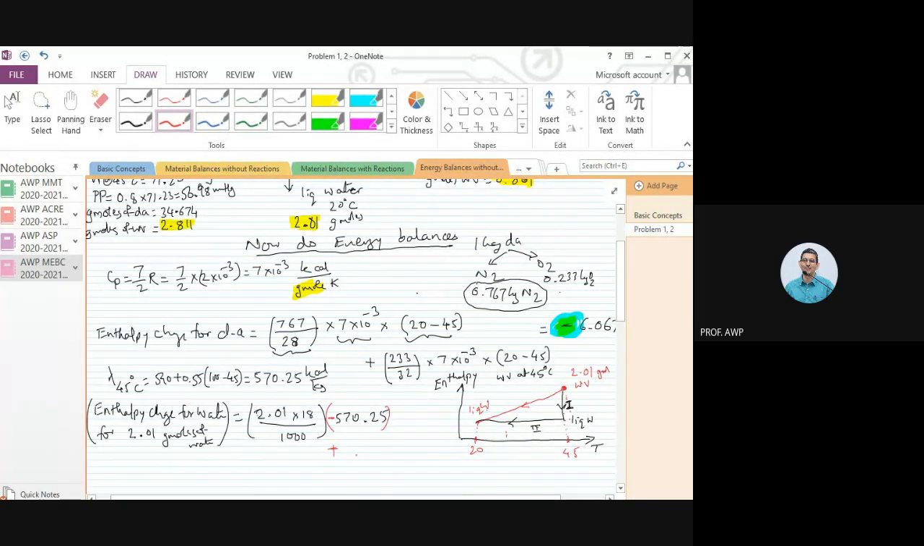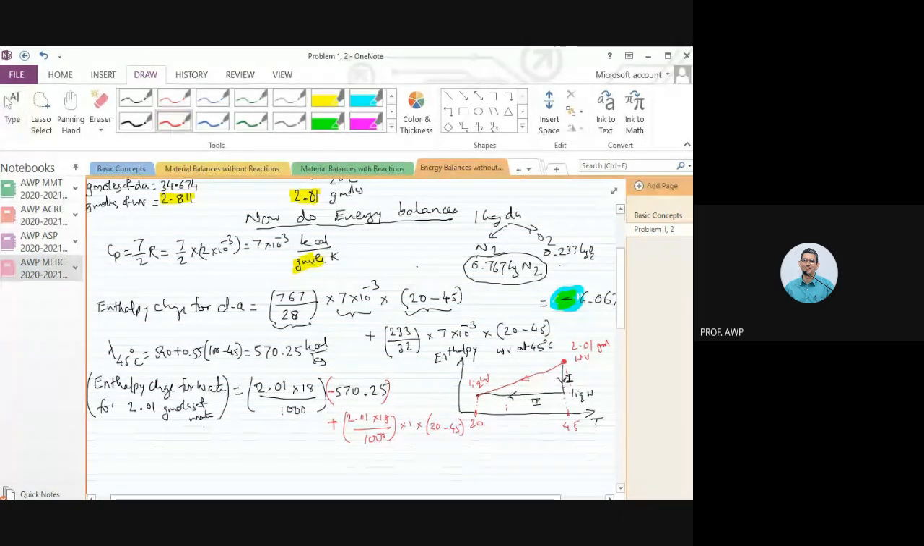Okay, now liquid water is to be cooled from 45 to 20 degrees centigrade. So again, 2.01 into 18 divided by 1000, which is kgs of liquid water, into Cp of liquid water, 1, into the change in temperature, 20 minus 45. Isn't it? Yes or no? Tell me what the value is. Calculate all this and tell me. Take your time.